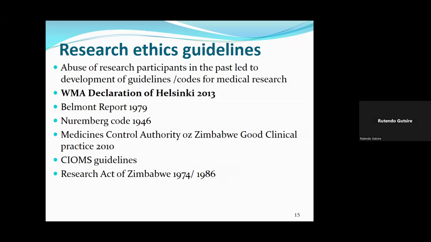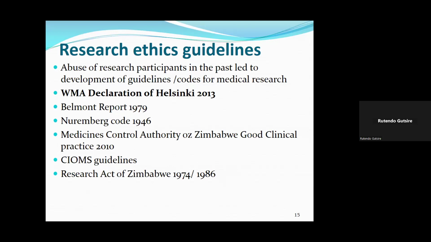So the same thing has happened with ethics, where in the past we never used to have, when the Nazi, the syphilis, the regulation was loose or not even there. But now we have those guidelines because of the atrocities that have happened. It's because abuse of research participants in the past led to development of codes for medical research. These are the guidelines that students you need to know. You can download these online, read them in the universities as researchers anyway.